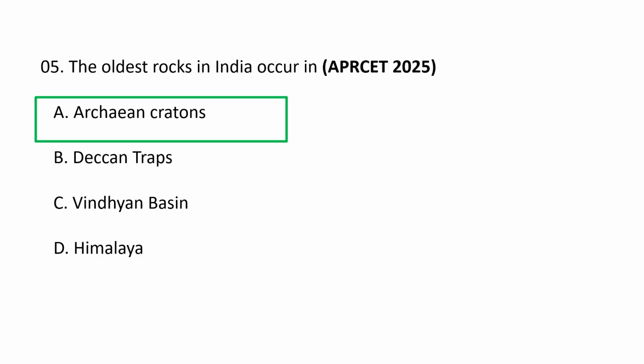These cratons represent the earliest continental crust and are composed mainly of igneous and metamorphic rocks like granite, gneiss and schist. The oldest rocks in India occur in Archean cratons. A is the correct option.